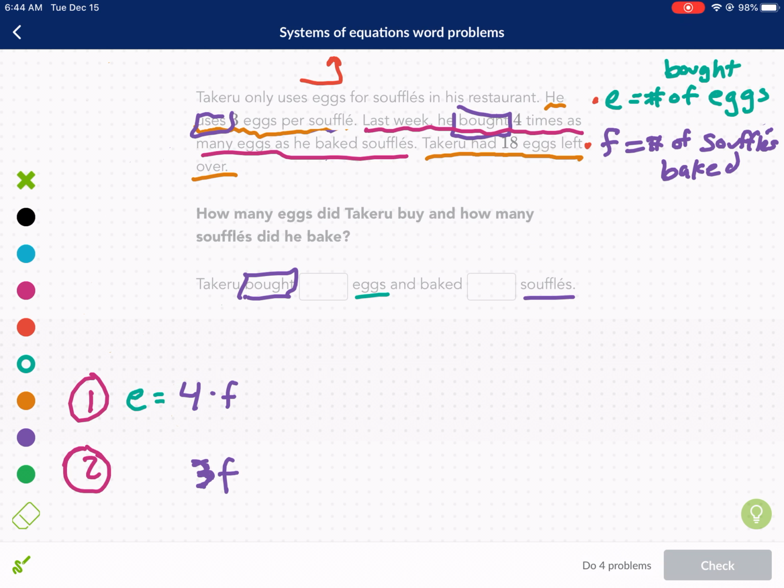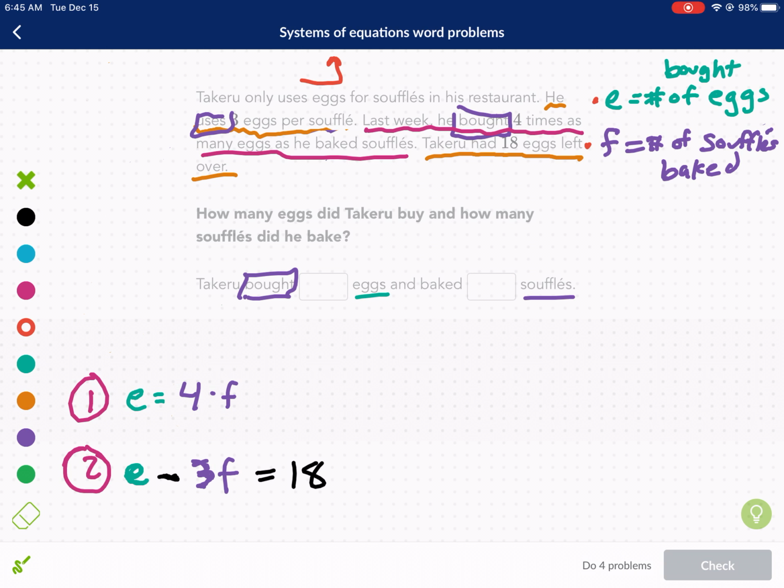Now the eggs that we bought, we'll say that E is the eggs that we bought, represented by E. So with the bought eggs, E minus 3F, the 3 eggs per souffle. So the total number we bought minus the 3 eggs we used per souffle is going to equal 18 eggs left over. Let me explain what I just did.